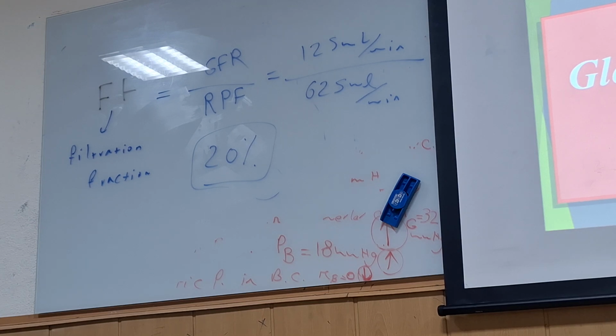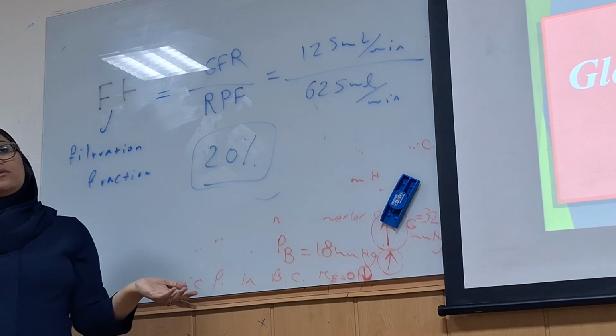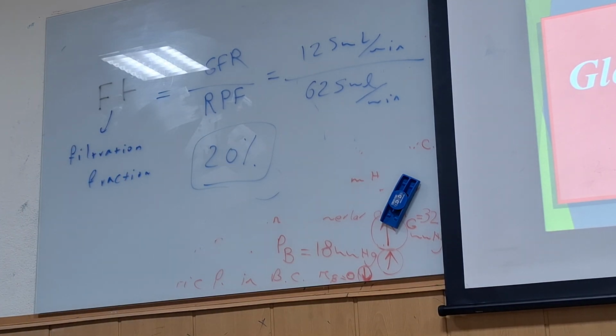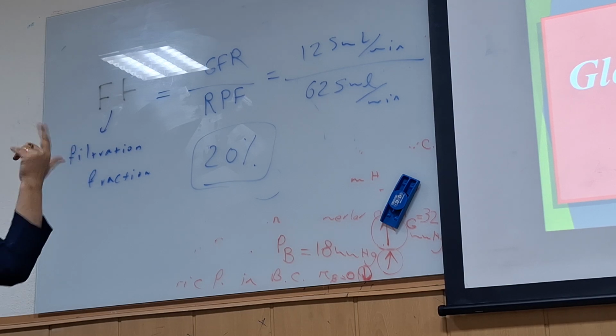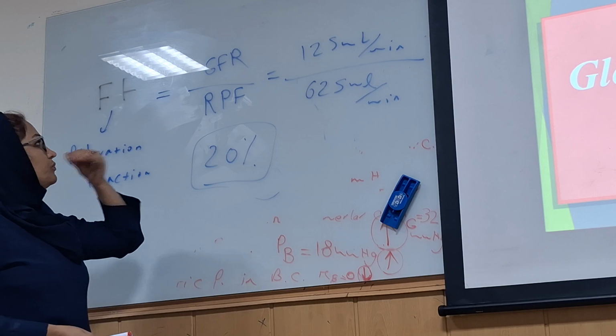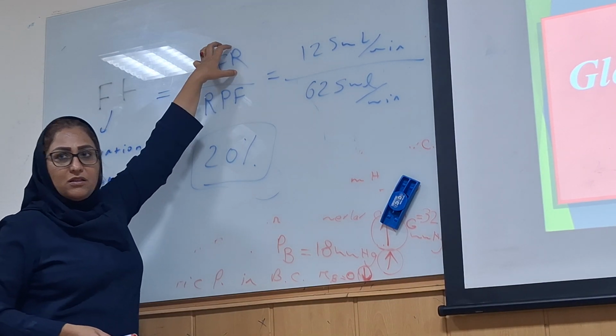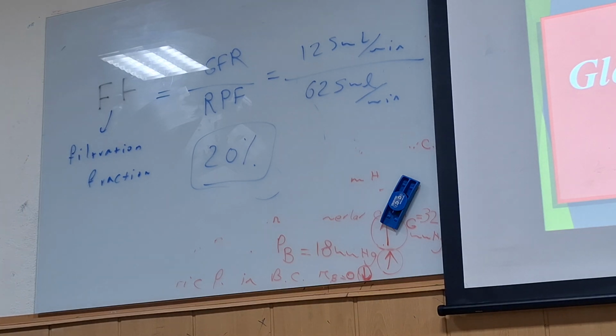It means 20% of the plasma is filtered. It is the fraction of plasma which is filtered into the Bowman's capsule of 2 million nephrons. It's called filtration fraction. No question?